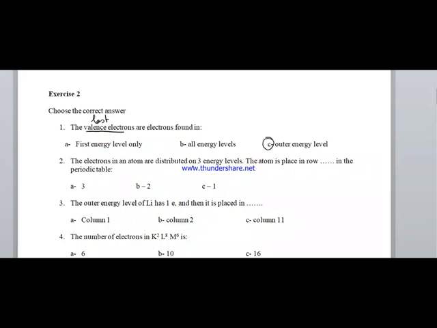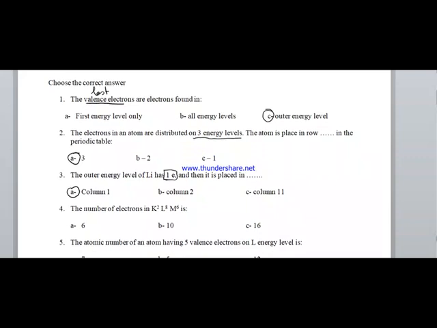Electrons in an atom are distributed in 3 energy levels, so the atom is placed in row 3. The outer energy level of lithium has 1 electron. Then it is placed in column 1. As we talked about in the previous period, if we have 1 valence electron, then it is in column 1.